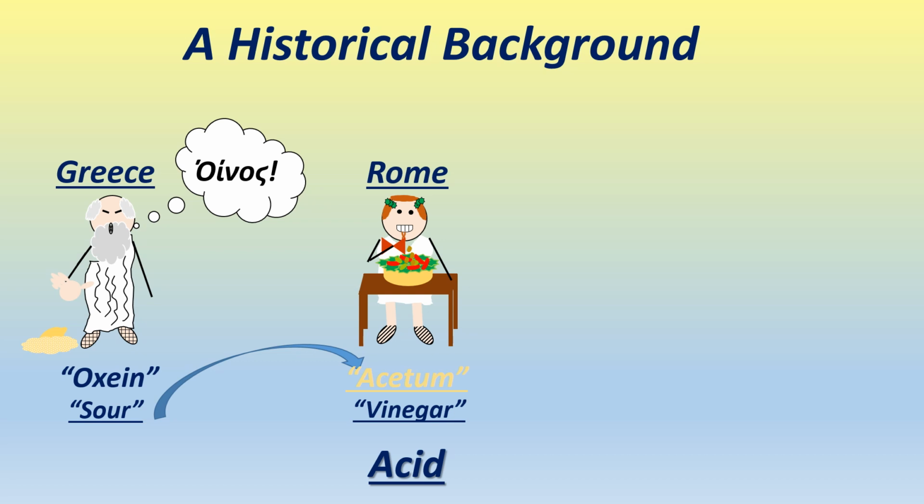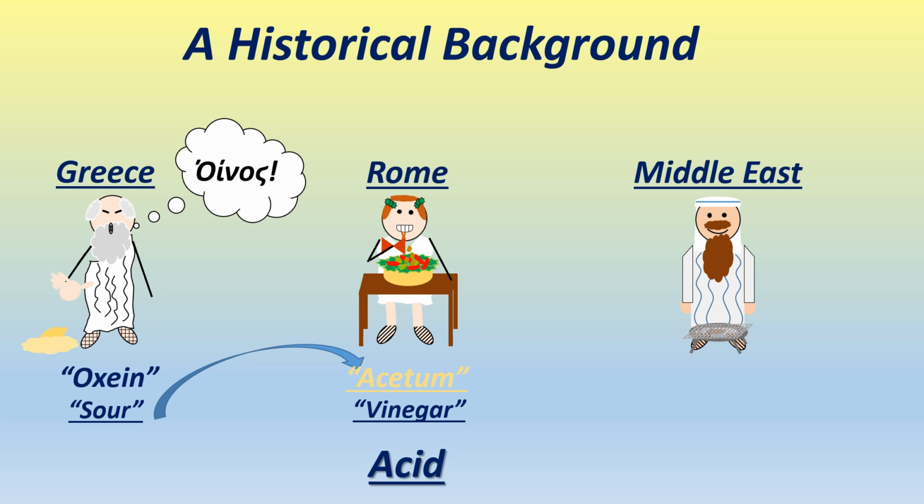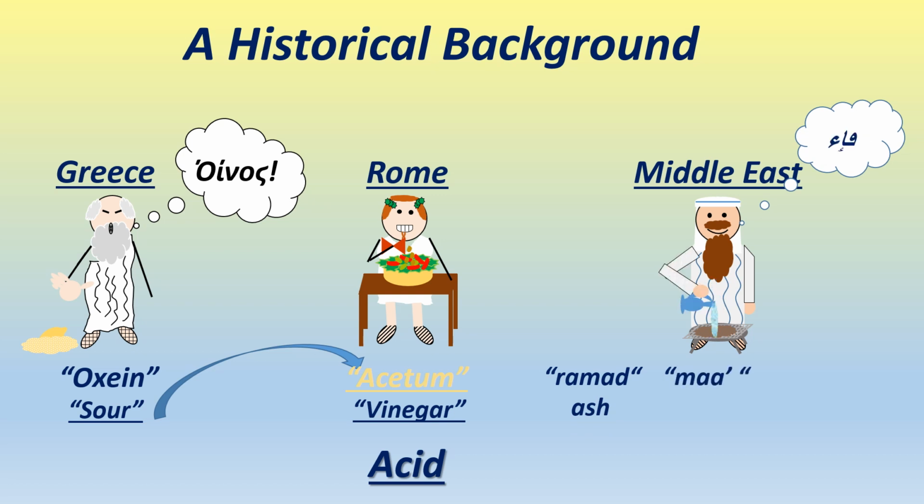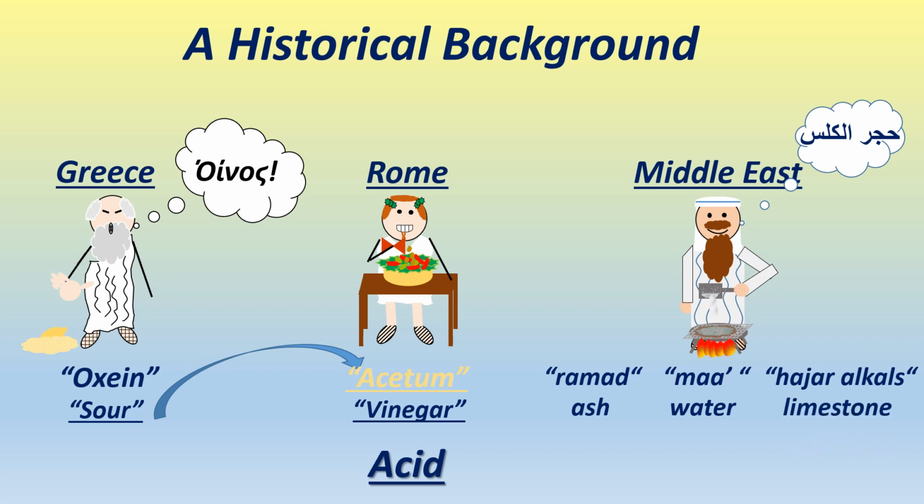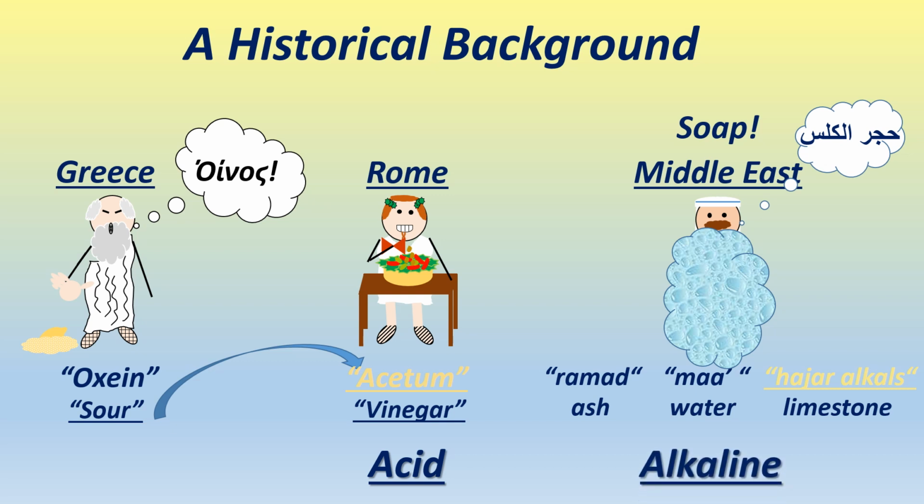Moving forward a couple hundred years to the Middle East, people would mix together ramad, or ash, add some ma'ah, or water, and top it off with some hajar alkals, or limestone. The purpose for doing this was to make something, again, very useful, because if you heated that mixture up, you wound up making soap. Additionally, hajar alkals is the root for the word alkaline, which is generally used to describe anything basic.